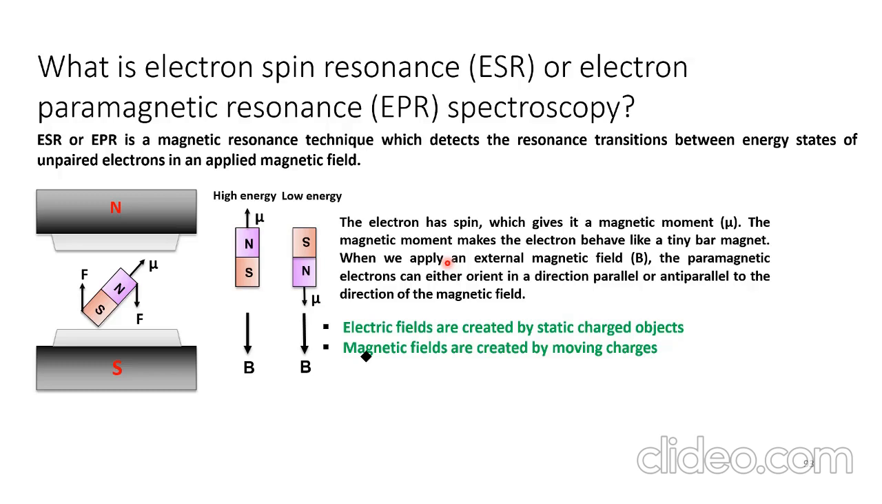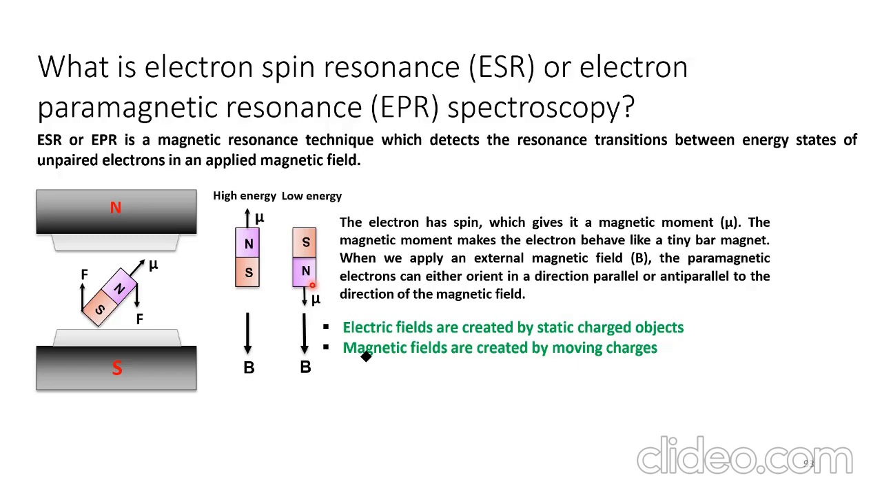So depending upon the poles, the electron will align itself. If the energy is high, then the north will repel, or if the energy is low, the molecule or atom will be attracting. So the electron has a spin which gives it a magnetic moment. The magnetic moment makes the electron behave like a tiny bar magnet.